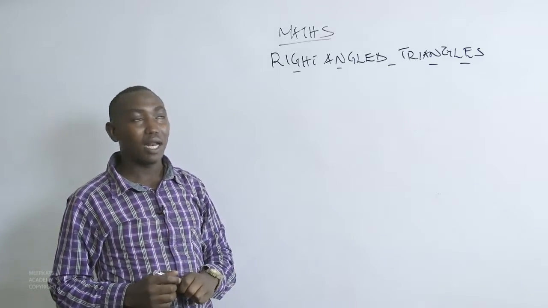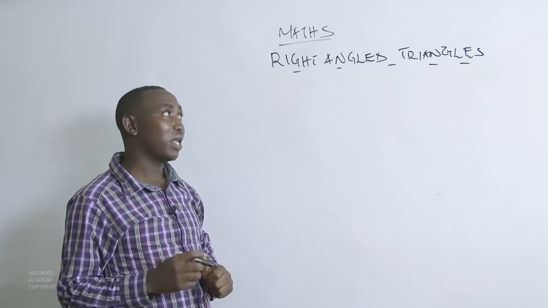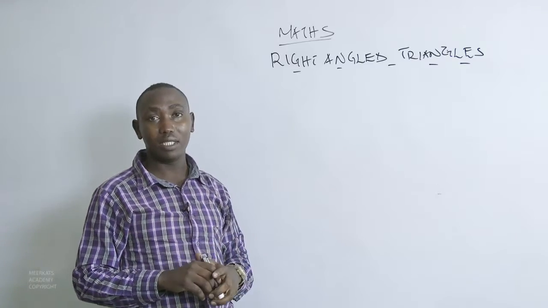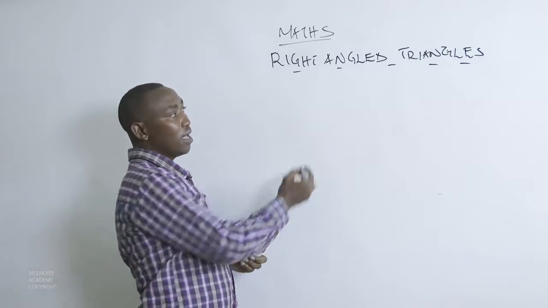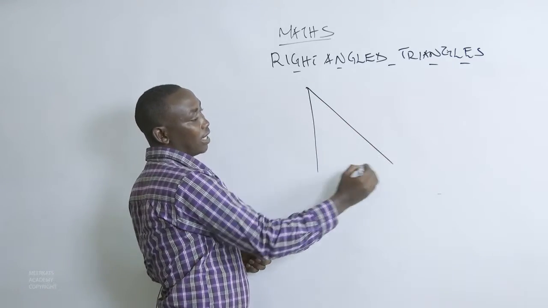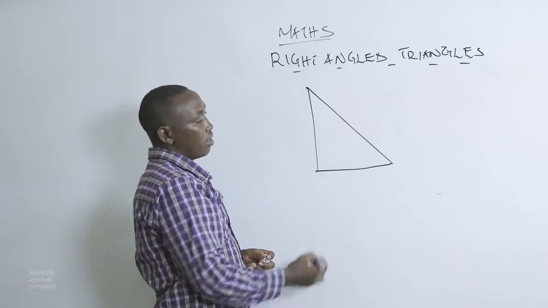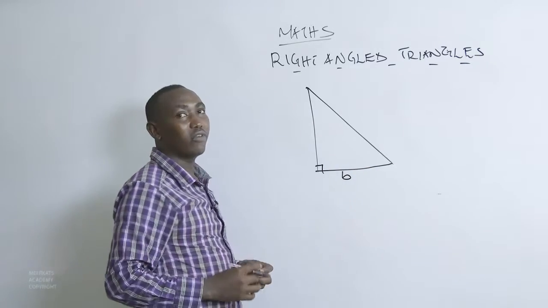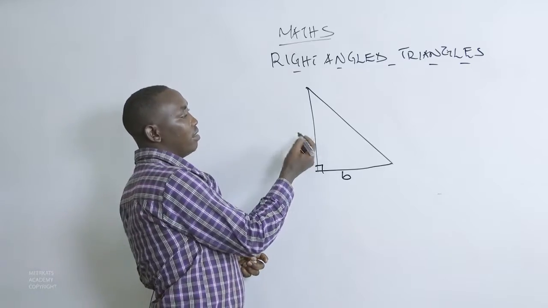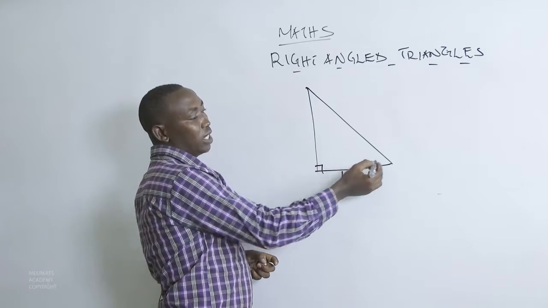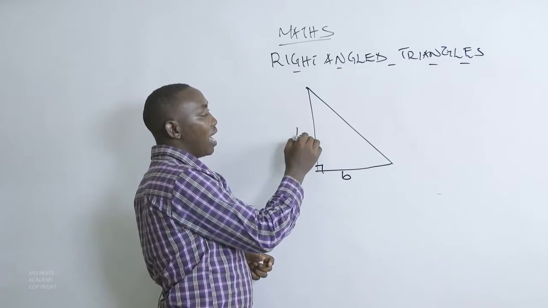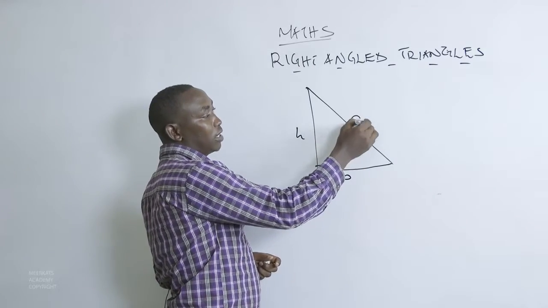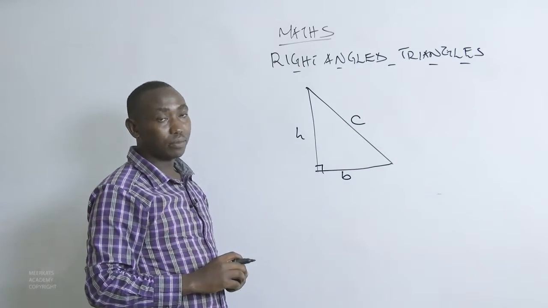In our past lesson we made an introduction on what Pythagoras theorem is and what it states, where we were able to say that if you have a right angle triangle, this shorter side is called the base of that particular triangle. This will be the opposite to this particular angle and we call it the height, and this will be the hypotenuse. In most cases we normally call it c.